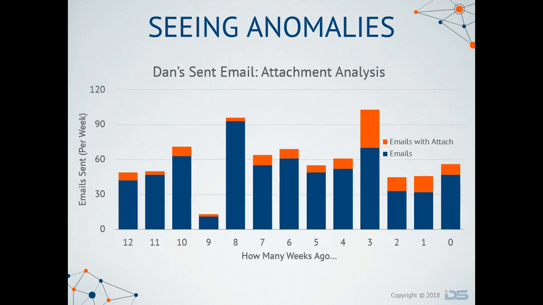Now here, it's an analysis to say, okay, over the last 12 weeks, how many emails with attachments did somebody send? Because we want to know, is there a sudden spike? And here we can see that, about 3 weeks before their departure, there was a sudden spike. So what could that be indicative of? It could be indicative of a whole bunch of things.